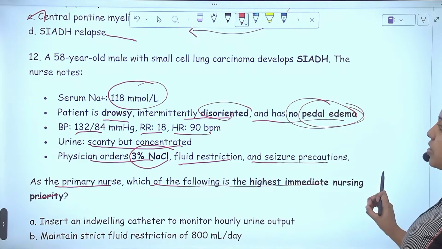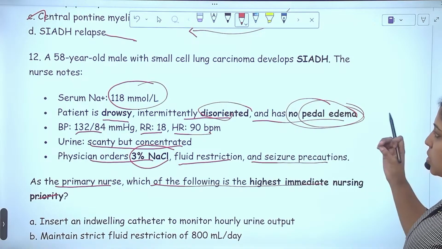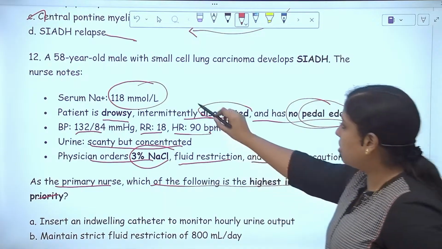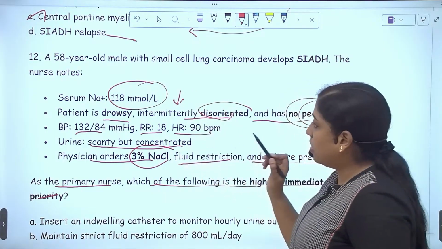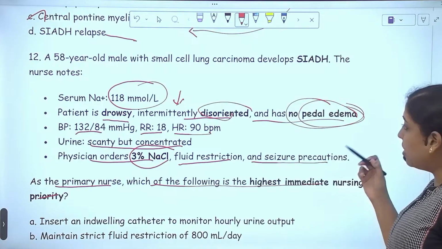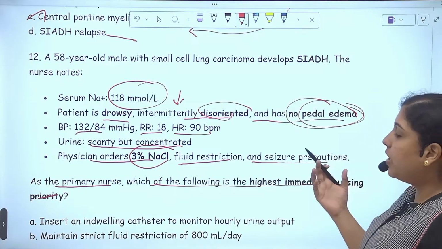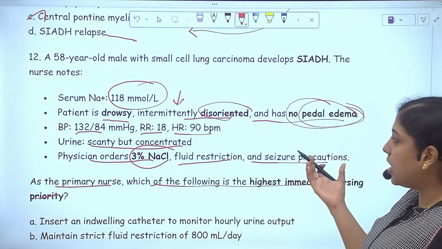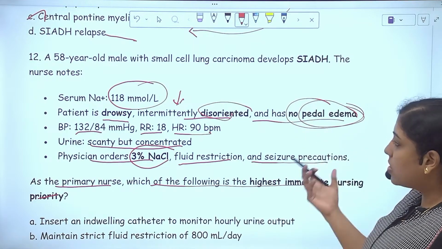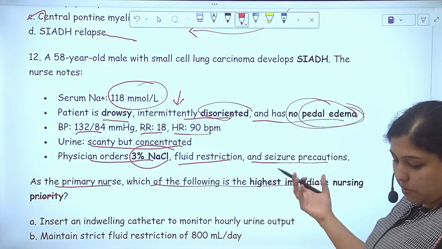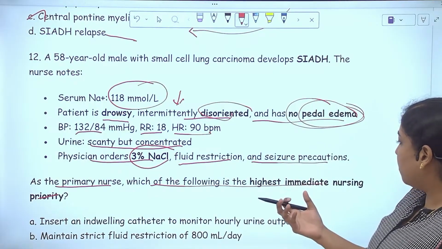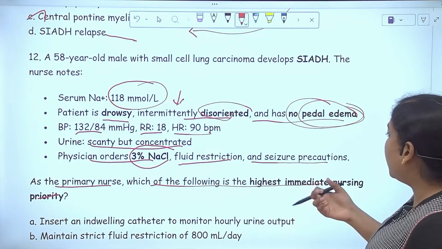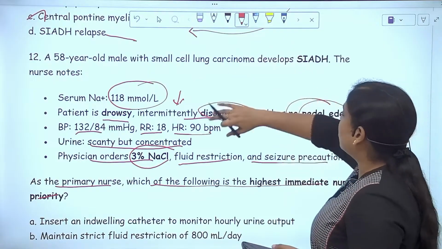Again, I'm reading out the question. A 58 years old male with small cell lung carcinoma develops SIADH. His serum sodium is 118, which is decreased, and the patient is having drowsiness, intermittent disorientation, and no pedal edema. BP is 132/84 mm of Hg, respiratory rate is 18, heart rate is 90, urine is scanty but concentrated. Physician ordered 3% NaCl, fluid restriction, and seizure precaution is also carried out. As a nurse, which is the primary and highest immediate nursing priority? So that is the question.